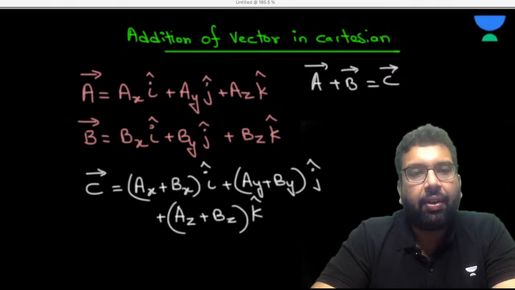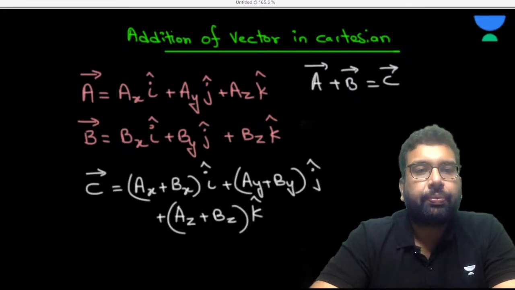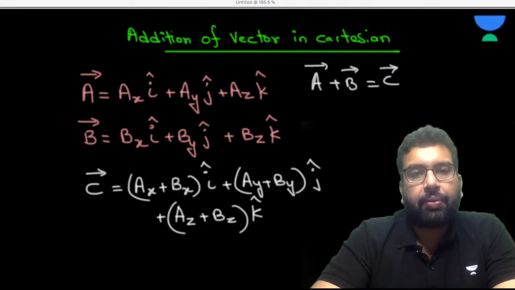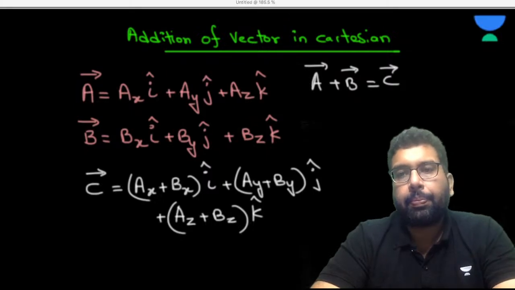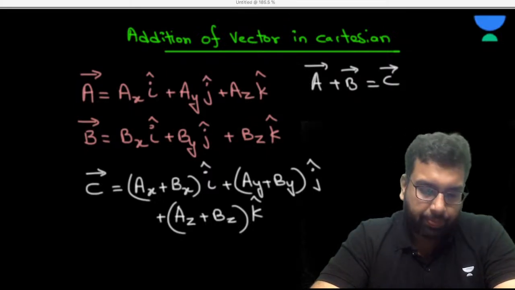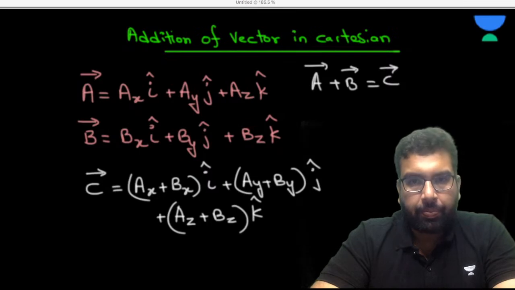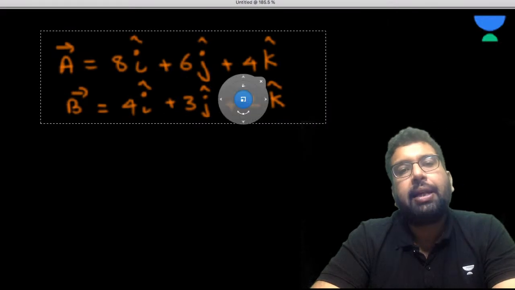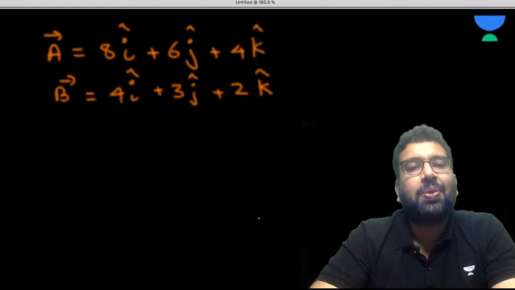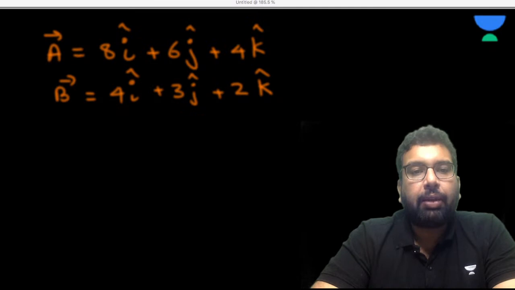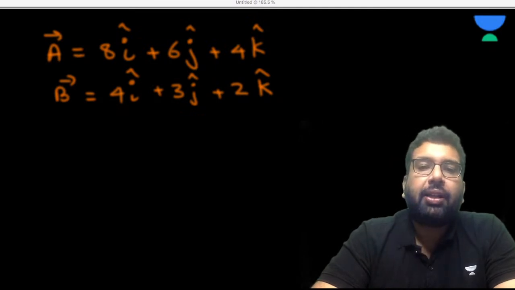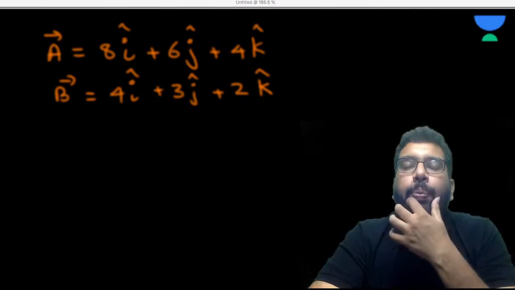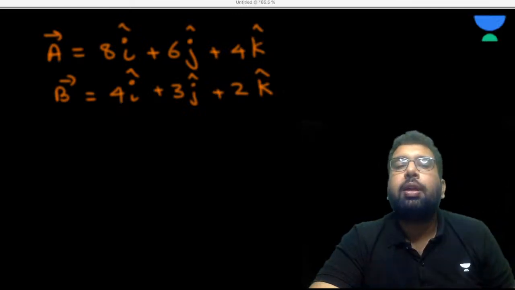So let's do it once. Let's do addition and subtraction of these two vectors. Through Cartesian, it is very easy. Why is Cartesian so much in use? Cartesian is used because in Cartesian it is very easy to operate in three dimensions and two dimensions.